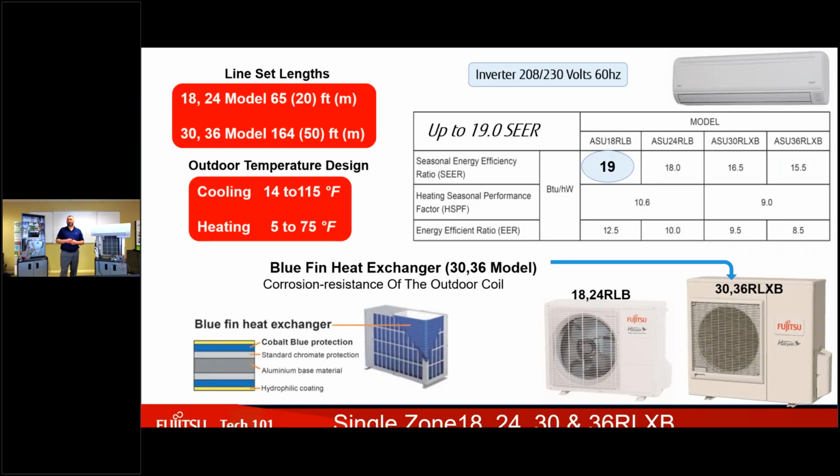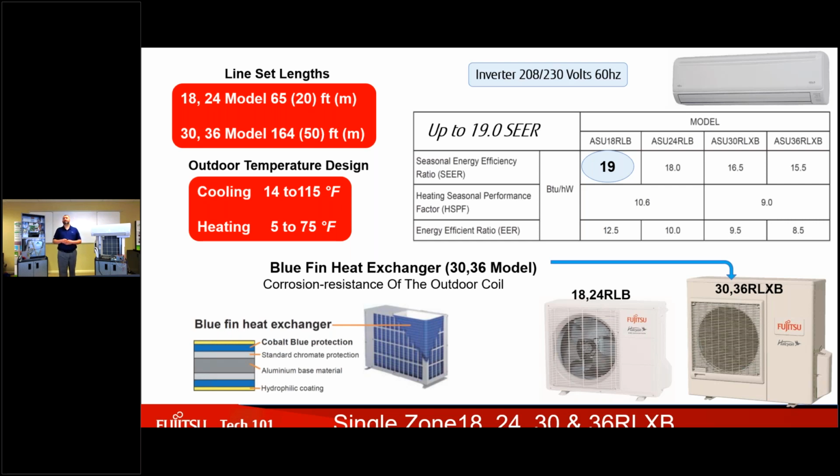All right, then we get into our outdoor units here. You can see on the bottom, we have our 18, 24, and 30, 36 configurations. The 30 and the 36 come standard with a blue fin heat exchanger, which is just a corrosive coating that's put on the coil, a cobalt blue protection. That's really going to be useful in shore type applications where we have a harsh environment. We could also have the outdoor boards coated so that they're less susceptible to the harsh environments of shore living.